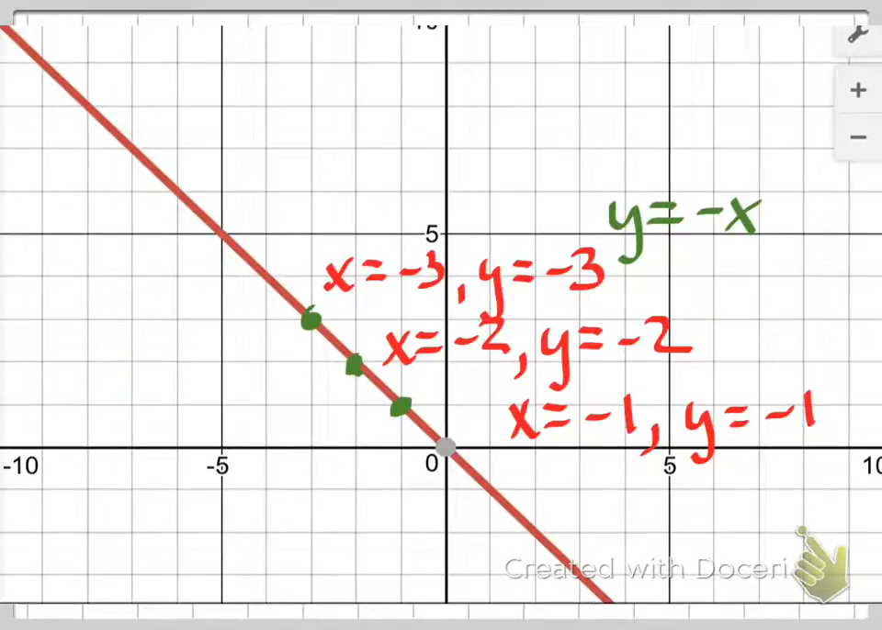Here are examples of when the slopes are negative. The only difference is I am multiplying one of these numbers by a negative integer, which is going to change things. If x equaled -1 here, then y would also equal -1. This is the function y equals -x. If x equaled -2, then the y would also equal -2. If x equaled -3, then y would also equal -3.